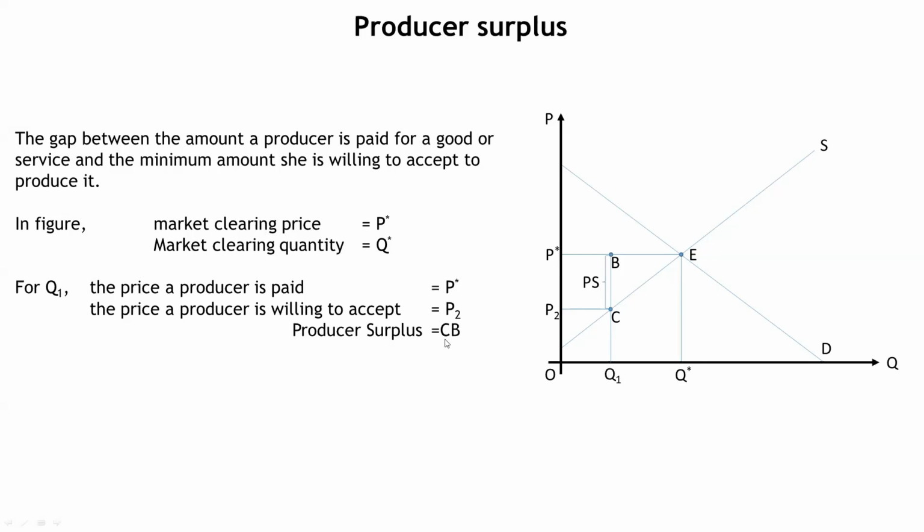For a perfectly divisible product, producer surplus for market clearing quantity Q star is measured by the area between the supply curve and price line. Thus, in the figure, producer surplus for the market clearing quantity Q star is the area of the triangle EGP star. Finally, social welfare.